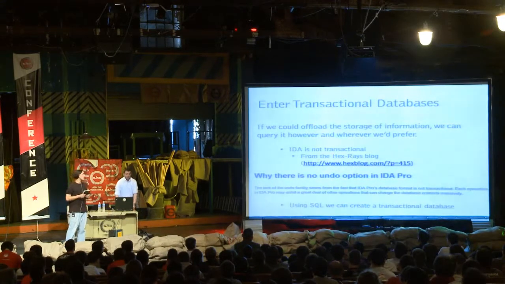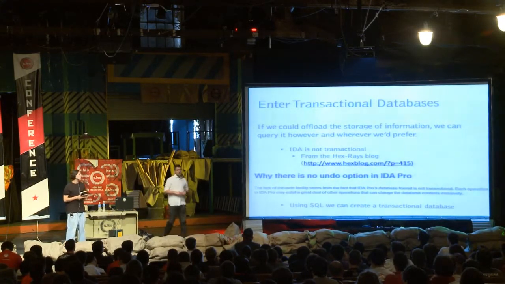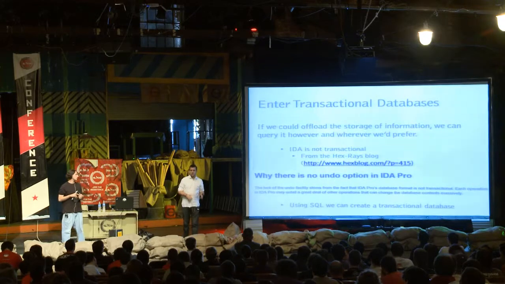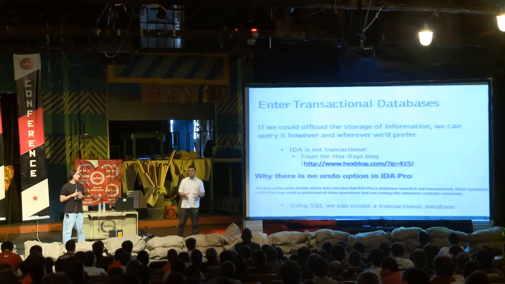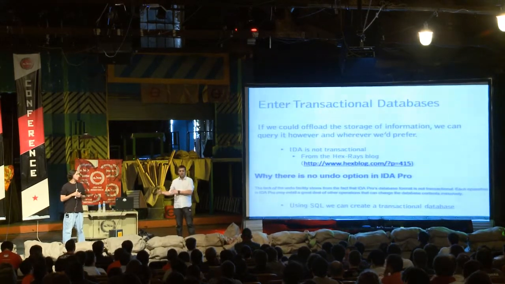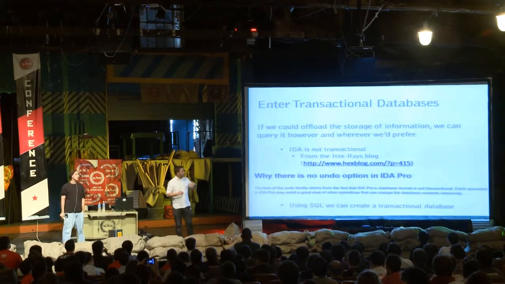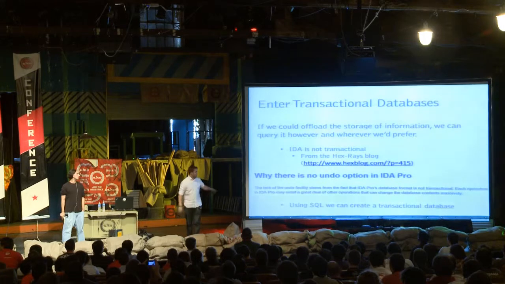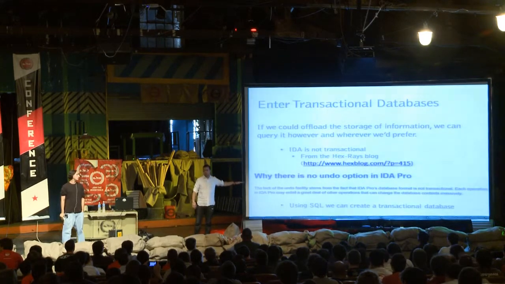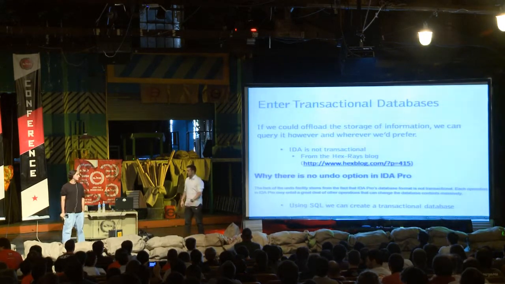So the next thing we started to do was ask how we can store all this information without using IDA's limited capacity to store things. Let's offload it to an actual database, a transactional database. IDA is not transactional. From their blog, they say specifically, why is there no undo option in IDA? Because it's not a transactional database.